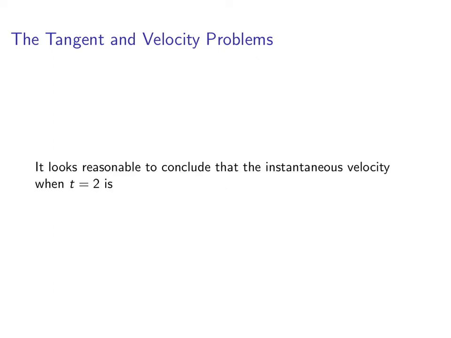Now it seems reasonable that we can make a conclusion about what the instantaneous velocity at t equals 2 is. Looks like these values are approaching 19.6 meters per second. We haven't proven this, but it seems reasonable to conclude this. Okay, that's all for now.